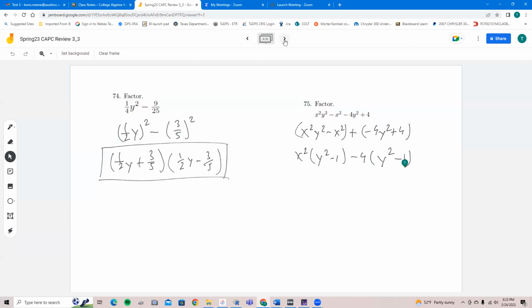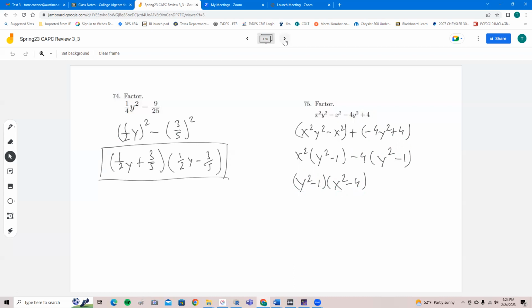Remember, because I pulled the negative out, it changes this sign. You can check by distributing if you like. Notice this will give me the negative 4, but this will give me the positive 4. I've got y squared minus 1 in common, so I'll pull the y squared minus 1 out. I get x squared minus 4 left. Now I have more work to do because this is a difference of squares. Also, this is a difference of squares. I have 2 of them.